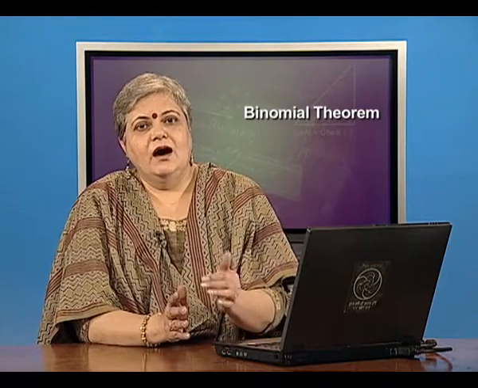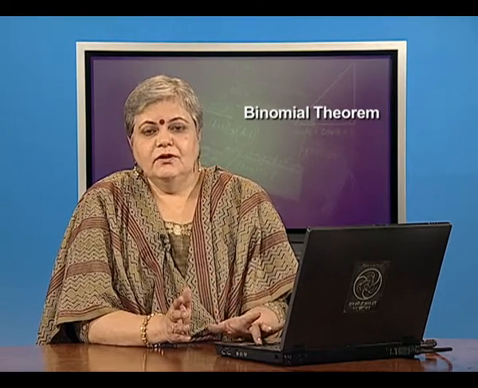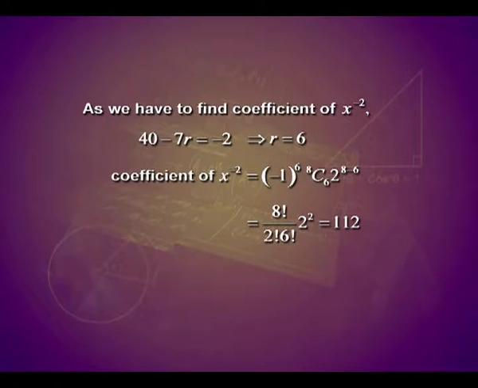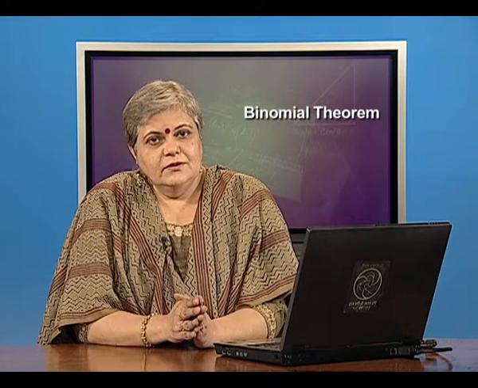Remember, we are talking about T(r+1). Therefore, if I substitute r equal to 6, I get the coefficient of x to the power minus 2 as (-1)^6 8C6 2^2, because 8 minus 6 is 2. If you just calculate a little, you end up with your final answer as 112. So, 112 is the coefficient of x to the power negative 2 in the expansion of the given binomial raised to the power 8. Are we good with that?